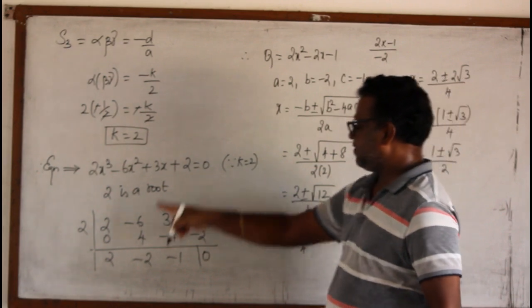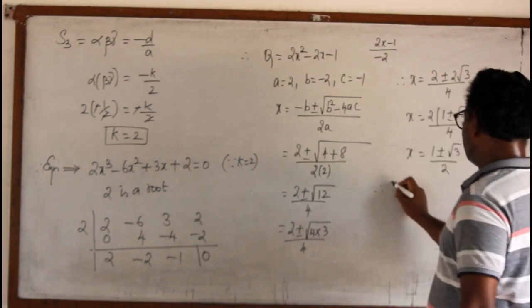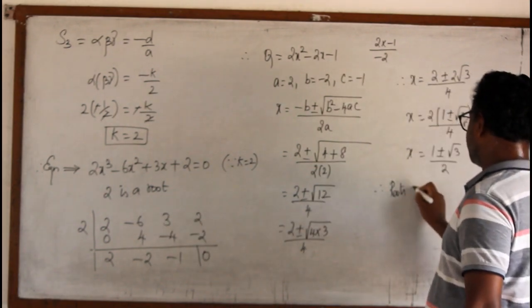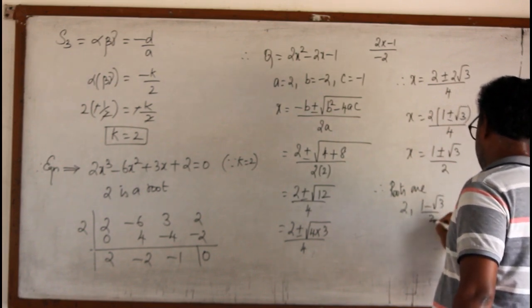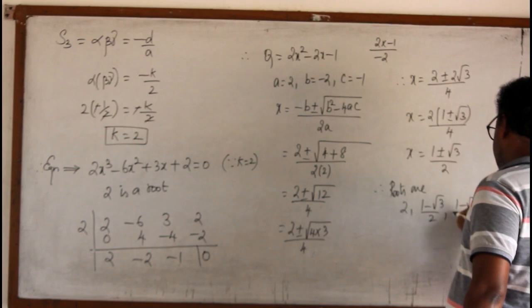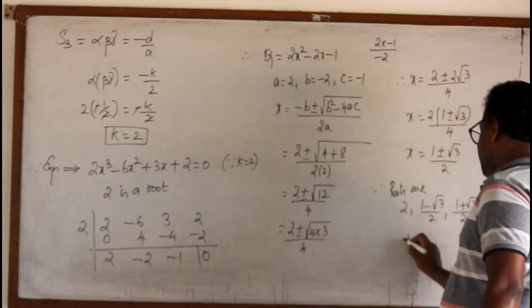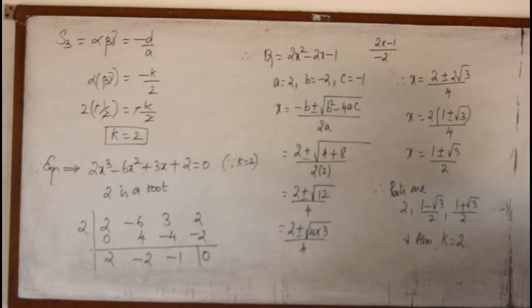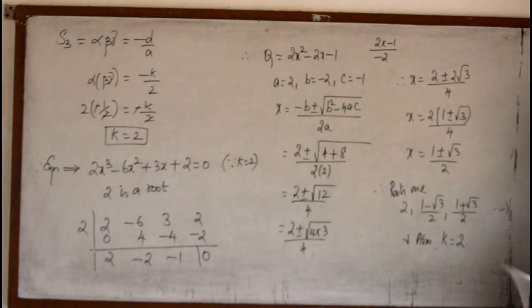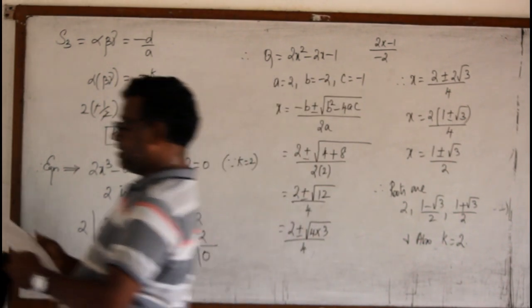Therefore, already alpha is a root. Therefore roots are 2, 1 minus root 3 by 2 and 1 plus root 3 by 2. Also the k value is 2. So we found the k value and also we found the 3 roots. This is problem number 4.